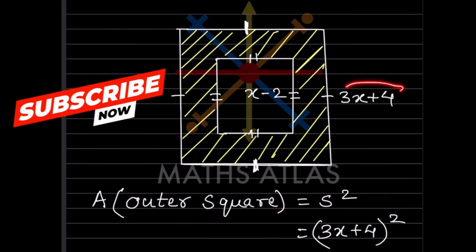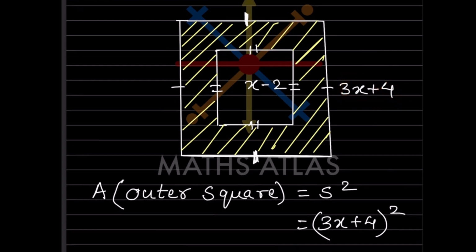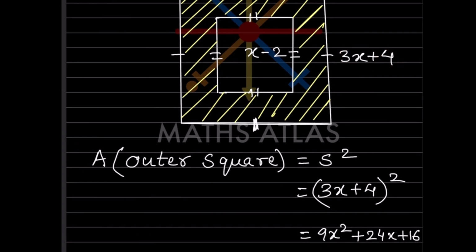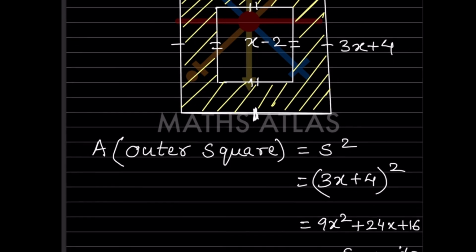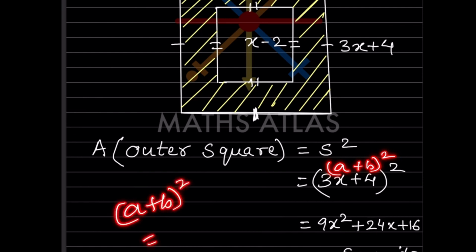So now since this is given, this is the side given. What will you write here, because we are looking for the outer square? You will write (3x + 4) whole bracket square. Now this is in the form of (a + b) whole bracket square, and you know the formula for (a + b) whole bracket square, that is a square plus 2ab plus b square.